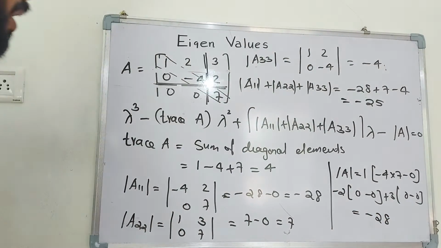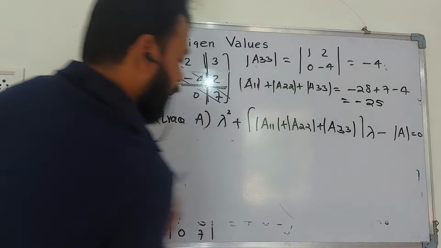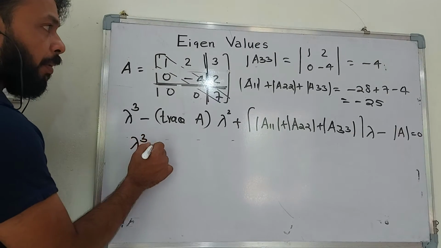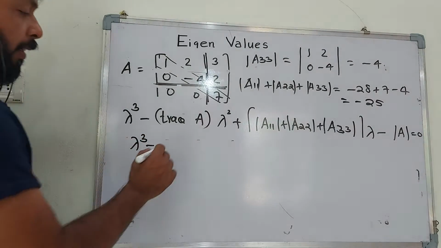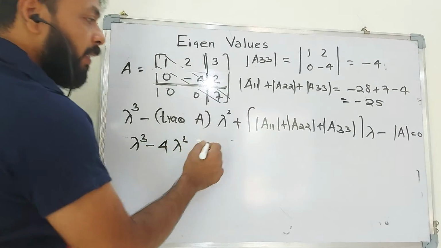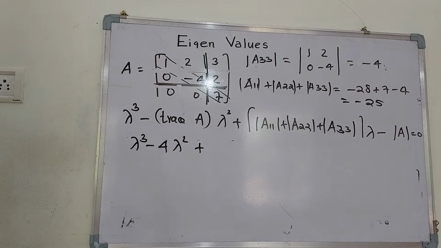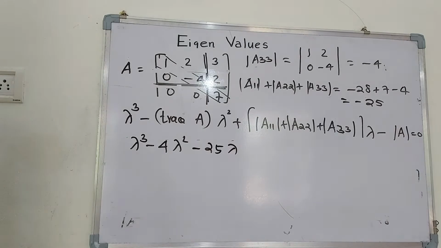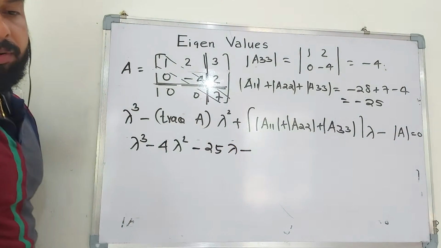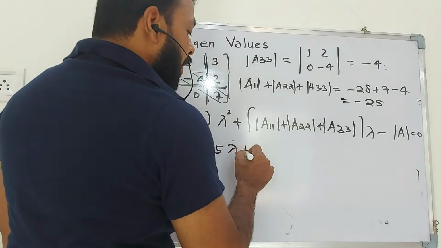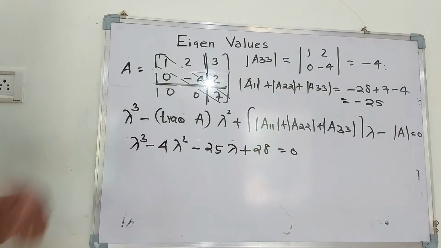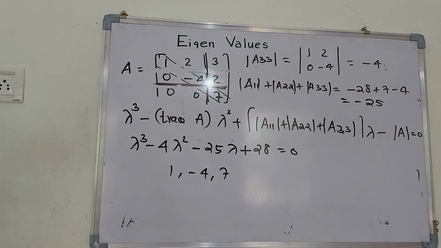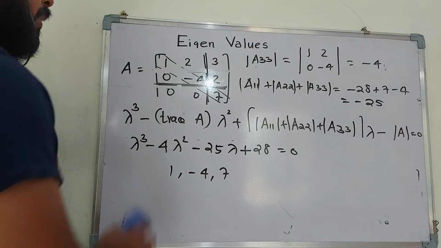So with everything needed for the formula, we get the characteristic equation: lambda cube minus trace of A, which was 4, lambda square plus determinant A11 plus determinant A22 plus determinant of A33, which is minus 25, so minus 25 lambda, minus determinant of A. Determinant of A was minus 28, so minus of minus gives plus 28 equal to 0. And the roots of the equation we get are 1, minus 4, 7. This is the characteristic equation and the characteristic values. Okay.